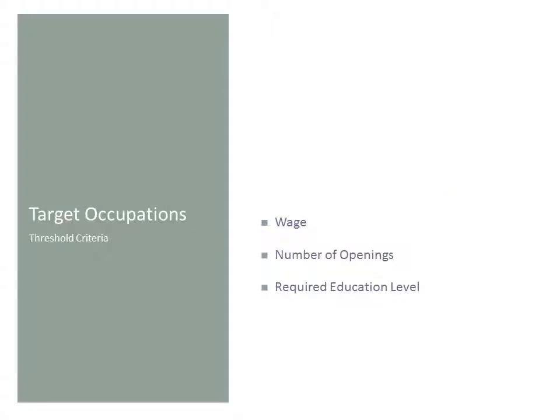The target occupations. This is a list of occupations that were created looking at 3 principal criteria. These included wages, the number of annual openings in a particular occupation, and the required education level for that occupation.